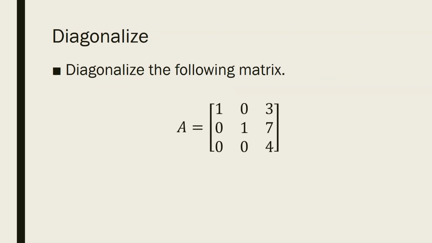Now what about this? Here, this is also triangular, so the eigenvalues pop out at us as 1 and 4. I want you to see what happens when you try to diagonalize this matrix. Go ahead and push pause and try to diagonalize this.